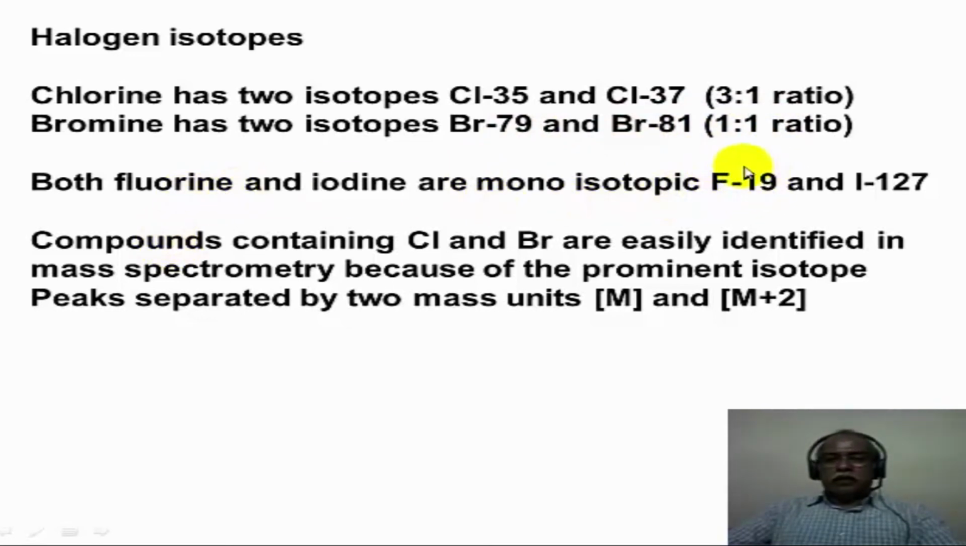Fluorine exists only in the fluorine-19 form and iodine exists only in the iodine-127 form in natural abundance. Therefore, compounds containing chlorine and bromine are easily identified in mass spectrometry because of the prominent isotope peaks which are separated by 2 mass units, namely M and M+2.